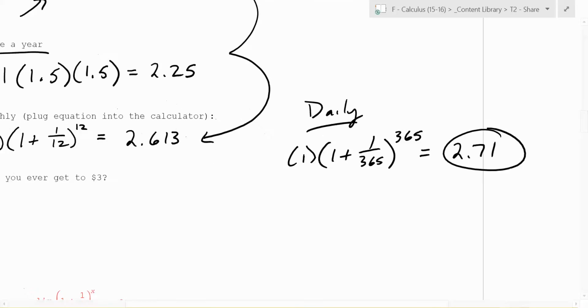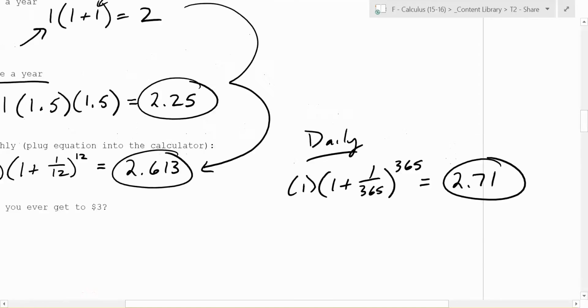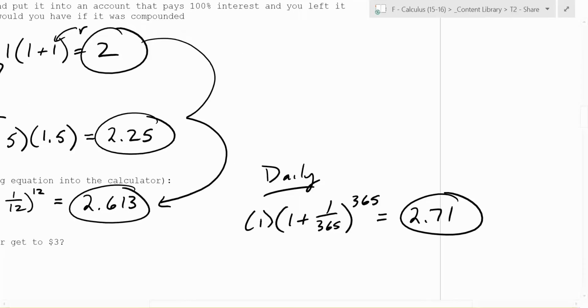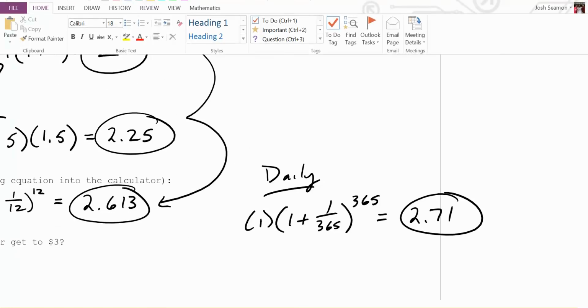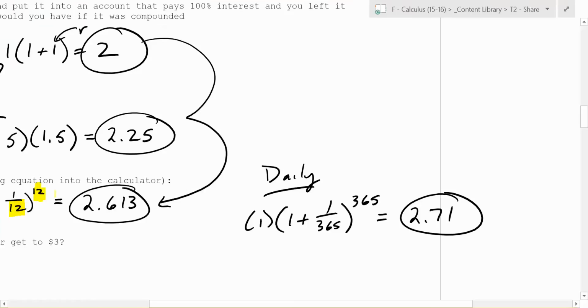Hey, did you make more money? Sure. Absolutely. The key is, do you see how the number stays the same? If we divided by 12, what did we have to raise it to? 12. If we divided by 365, what do you raise it to? 365. So you can compound it more, you make more money.